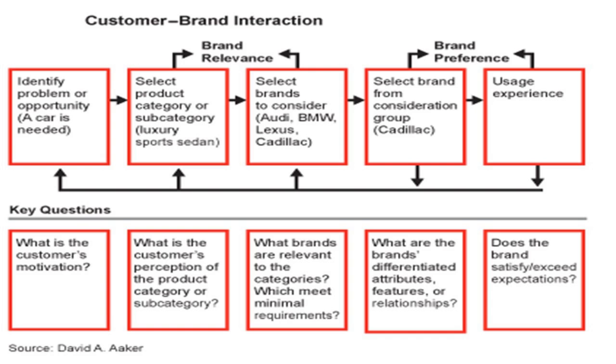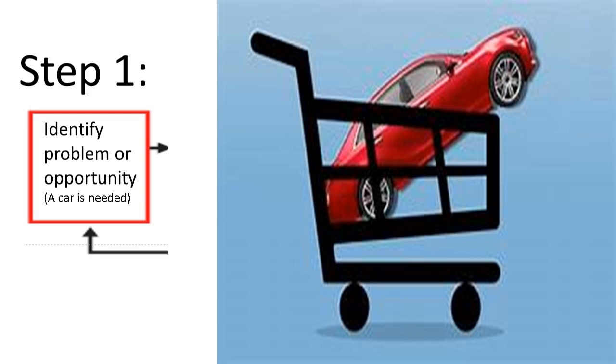To better understand brand relevance and the concept of product categories or subcategories, David Aaker's simple model of brand customer interaction involves 5 steps as displayed. If the need or category association is missing, the brand lacks relevance and no differentiation, attitude, or relationship will help. In the next 3 slides, I will discuss the first 3 steps pertaining to brand relevance using examples of cars.